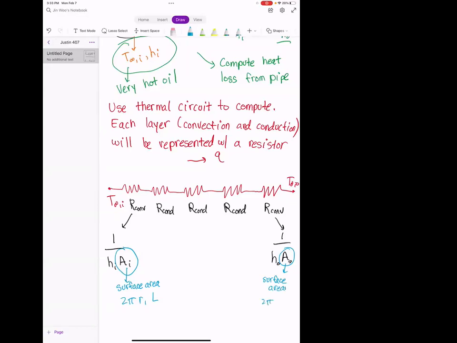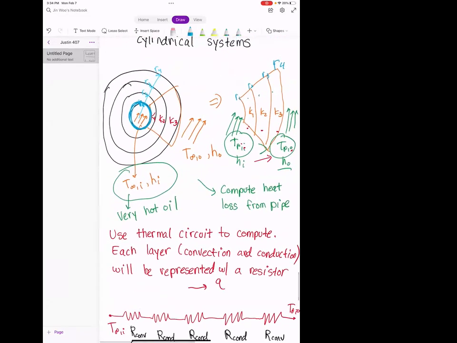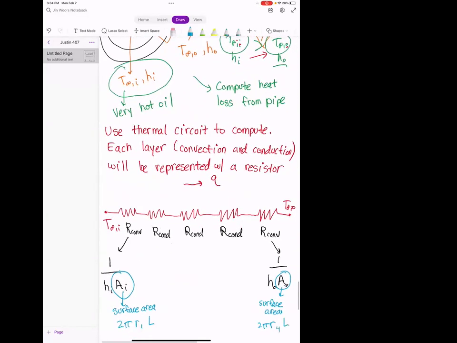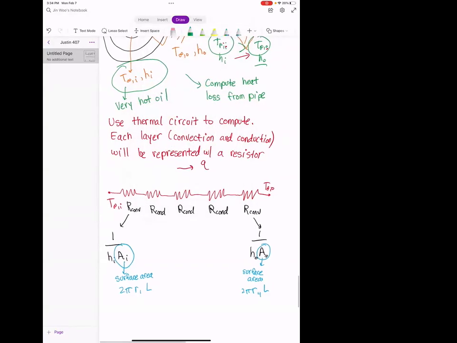And so this is going to be 2 pi times, since this is cooling the outermost layer, we need the outermost radius for this, and so this is going to be R4 times L. And so those are the two expressions for the two convection resistances. Very similar to our planar convection, except now we actually plug in an expression for the area, because our area is defined by the radius. And so those are the convection resistances.